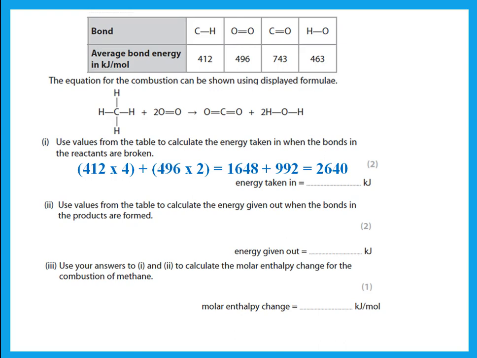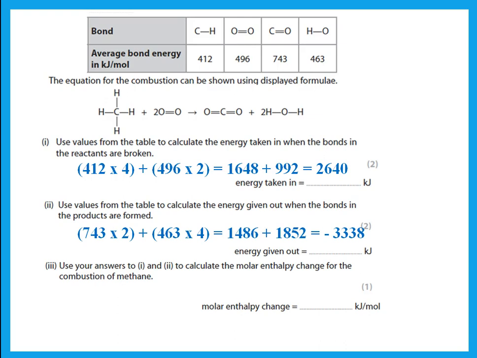Then he says use the values to calculate the energy given out when bonds in the products are formed. Well, what bonds do we have in the product? I have C double bond O. Each C double bond O will release 743. How many of them do I have? I have 2 of them, one on this side of the CO and one on the other side. So I have 2 C=O bonds. Then each O-H is 463. Now, how many O-H bonds do I have? Well, I have 2 water, and each water has 2 O-H bonds. So I have a total of 4 O-H bonds.